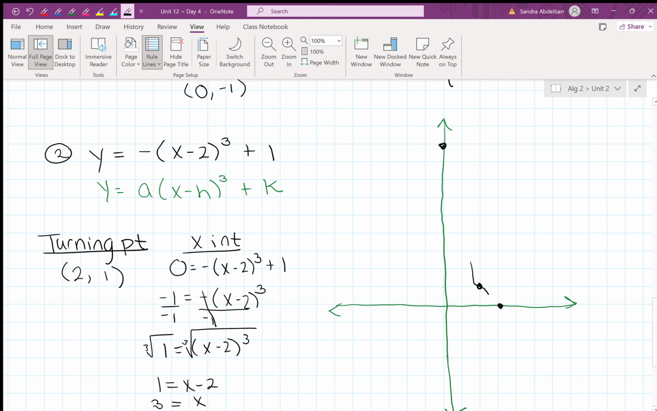All right, so I usually start off with my turning point to make the disco dancer curve. Do you guys see what I mean by that? So I made my disco dancer curve. I'm going through my x-intercept and then up through my y-intercept. This is just a rough sketch. It's not going to be great.